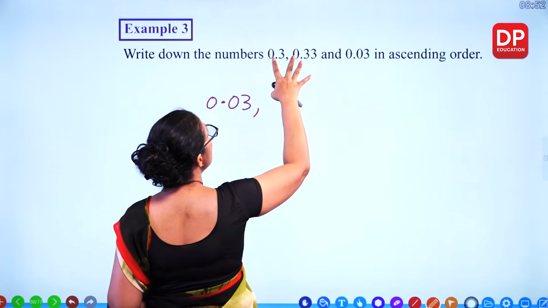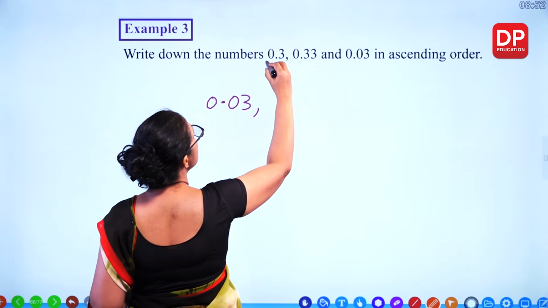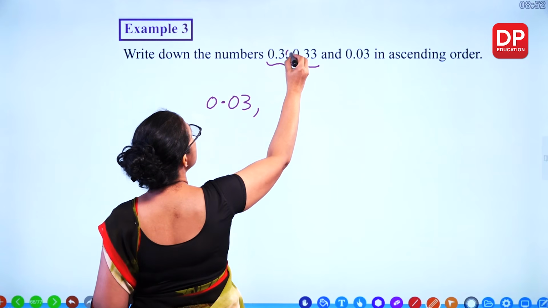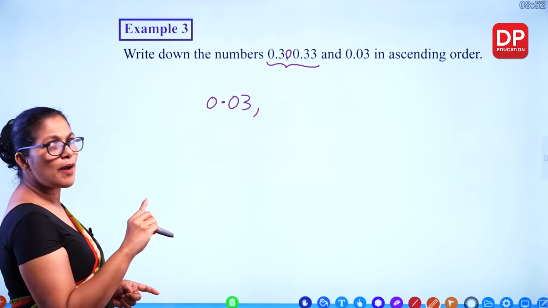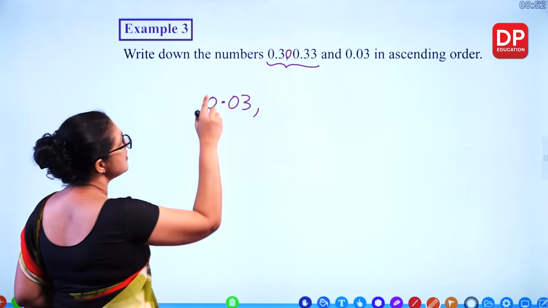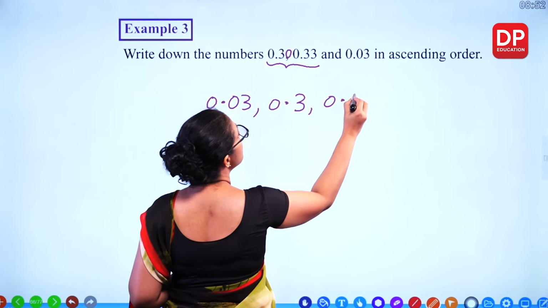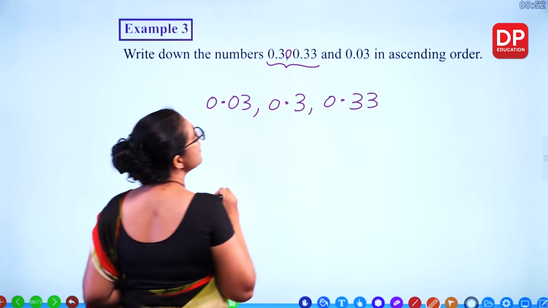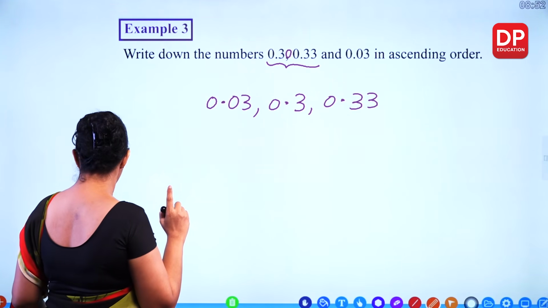Then what you do, you look at the second decimal place. Here, second decimal place from these two, this is 0, 30 and 33. So which number is smaller? 0.3, then 0.33. So that's the largest number, 0.33.